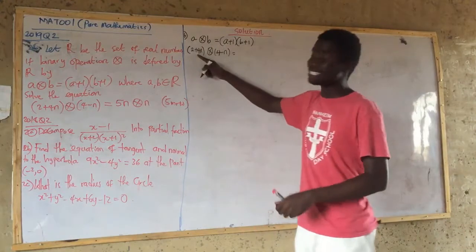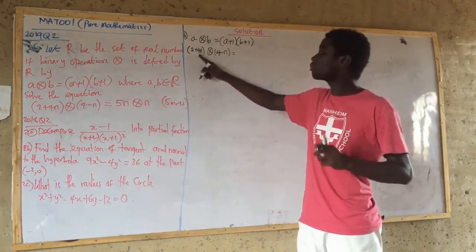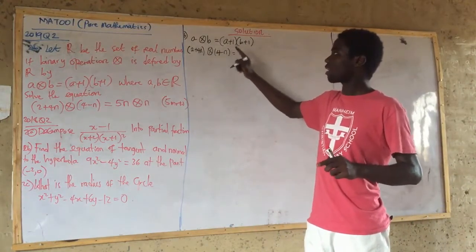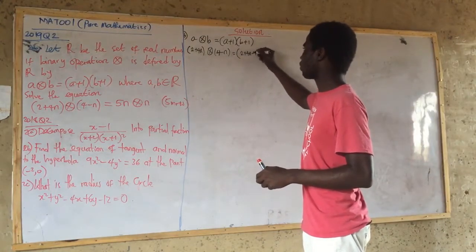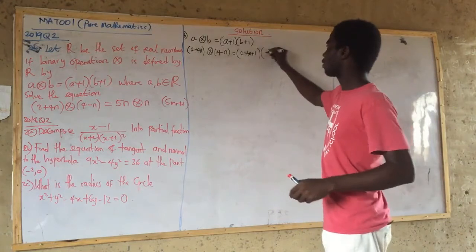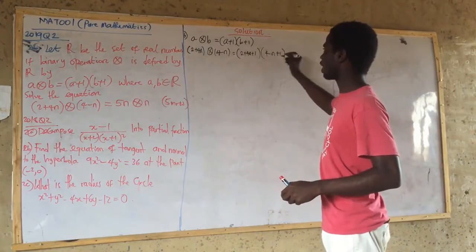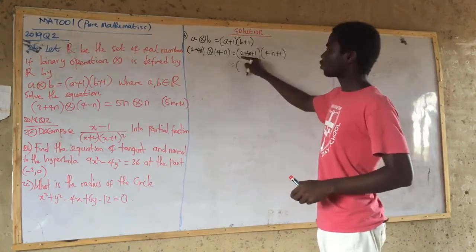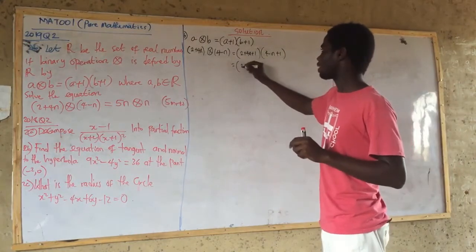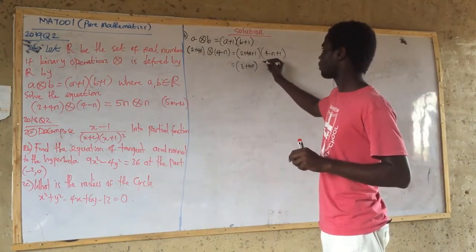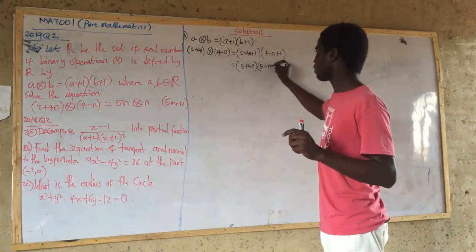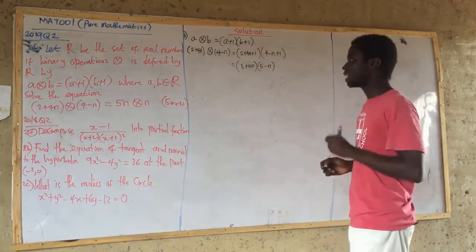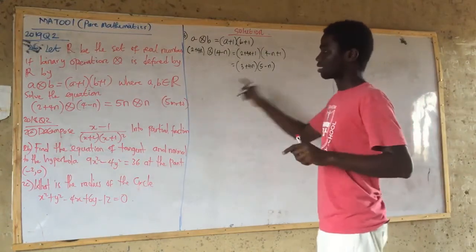Now it means A is 2 plus 4n, anywhere you see A, put 2 plus 4n, and B is 4 minus n. So this one will be (2 plus 4n plus 1), then (4 minus n plus 1). So 2 plus 1 will give me 3, that is 3 plus 4n. Then open bracket, 4 plus 1 will give me 5, 5 minus n. That is what I'm going to have. That is for the left hand side.